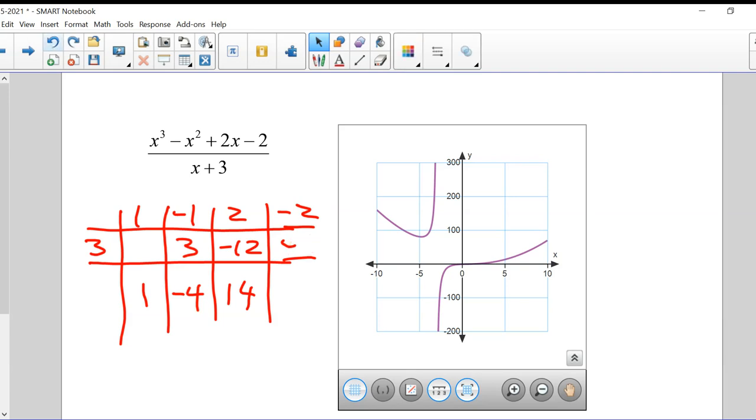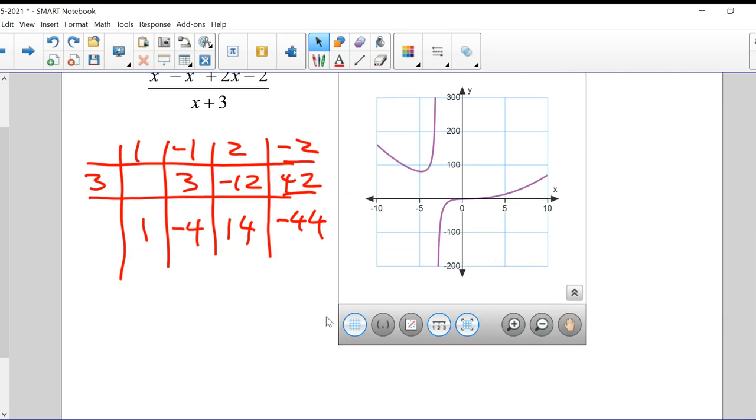All right, let me take that away. 42. This would be minus 44. No, the important part is not so much that part, not the remainder. The important part is the quadratic. So if I did everything right, which I think I did, we're getting a quadratic as our quotient of x squared minus 4x plus 14.